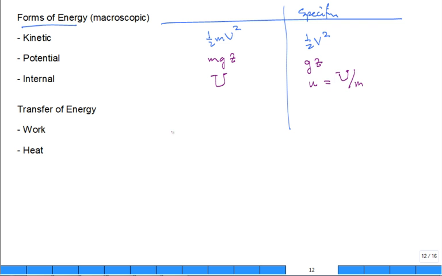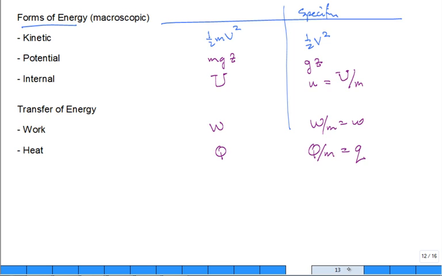Transfer of energy, we have the work, W. A number of ways to calculate it. Heat, well, fewer ways, but the idea is the same. You could calculate it if you had that class on heat transfer already. And then the specific work per unit mass is lowercase w, and the amount of heat transfer in the process per unit mass is lowercase q.